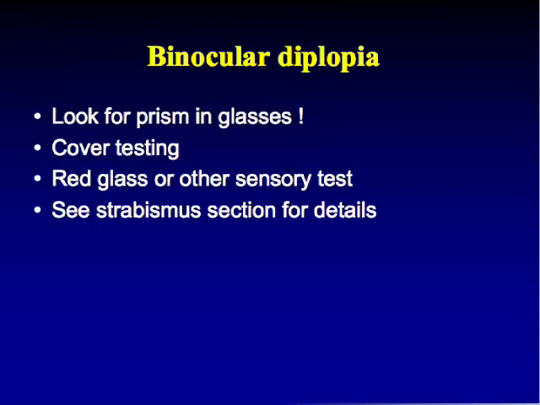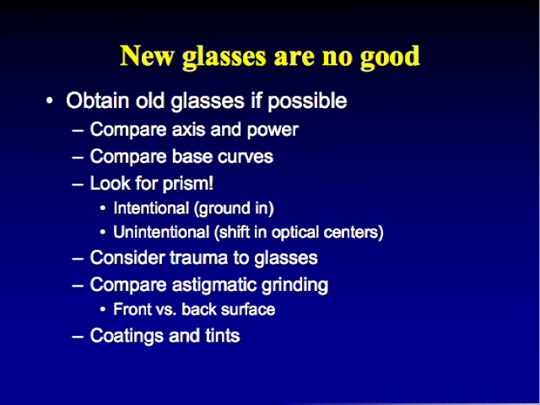I guess I'm jumping ahead of myself, but you can do a red glass or other sensory test, and really if it's true binocular diplopia, for the most part, except for what we'll just talk about, it's more of a strabismus issue that you kind of go into that mode. New glasses are no good.